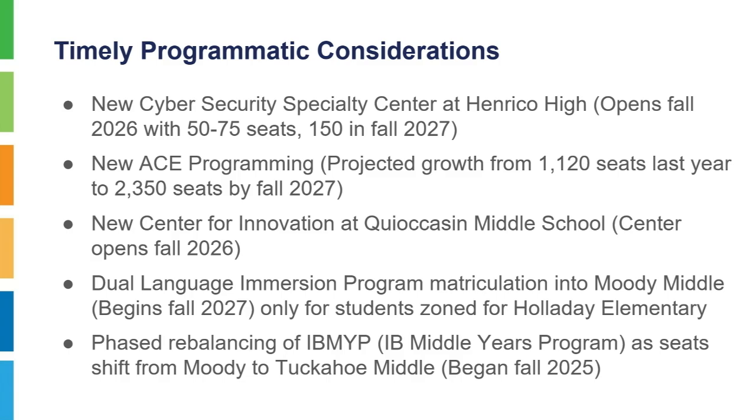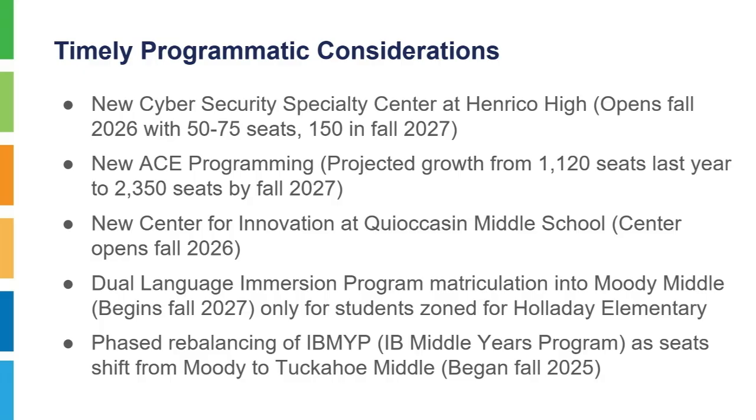Additionally, at the high school level, the next few years will see a steady increase in the number of seats available as programming expands at all 3 of the new ACE centers. At the middle school level, the division's first Center for Innovation opened at Rolfe in the fall of 2024, and the second will open at the new Queoquasin Middle School in the fall of 2026.